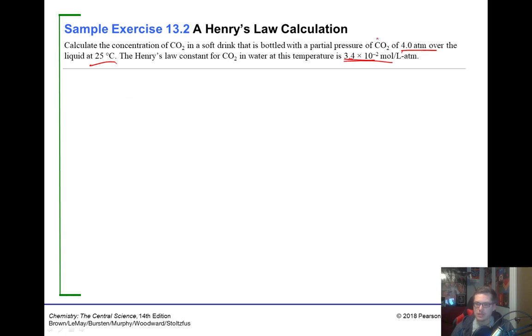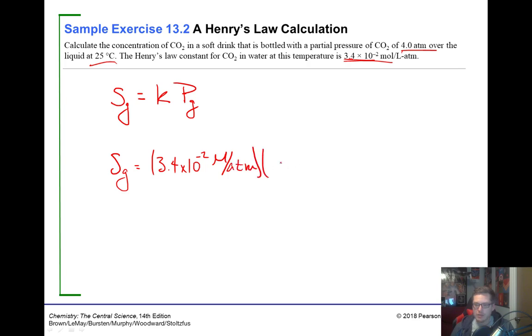Since we are sitting here and it's reached equilibrium, we can assume that our concentration is equal to our solubility. Henry's law says the solubility of a gas is equal to the Henry's law constant times the partial pressure of that gas, in this case CO2. So our solubility is equal to Henry's law constant, 3.4 times 10 to the minus second molarity per atmosphere, times our partial pressure of the gas, which is 4.0 atmospheres.